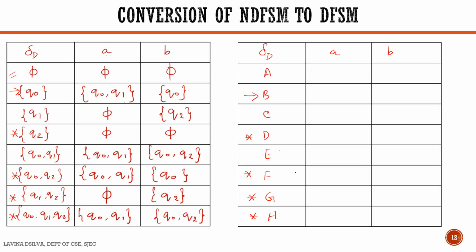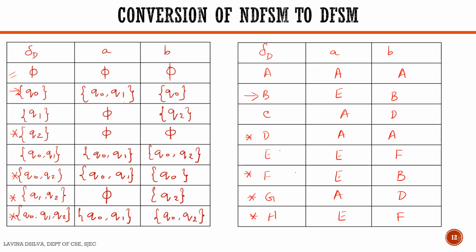Therefore, here it will be A and A. Then we've got E and B, A and D, A and A, E and F, E and B, then we've got A and D, and E and F.